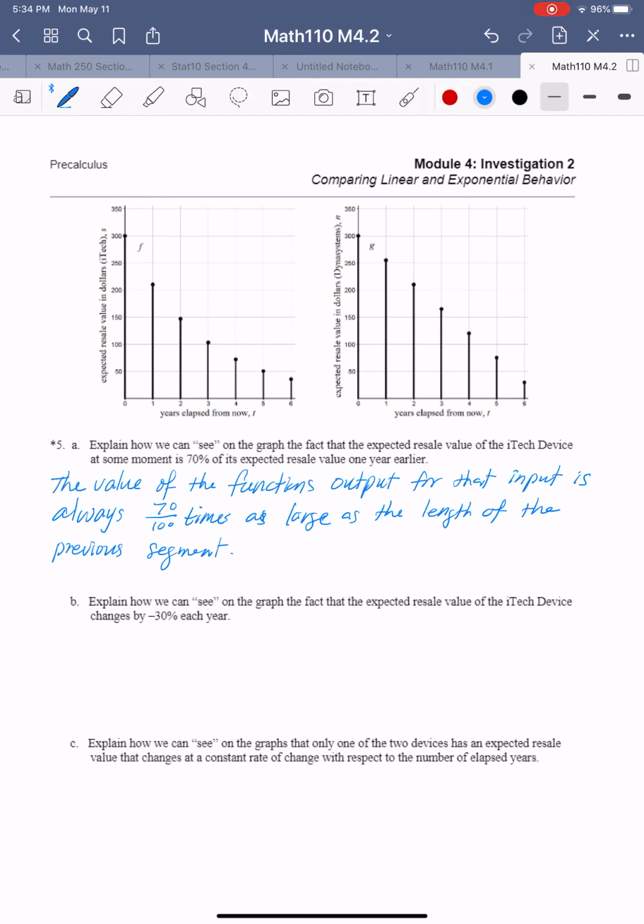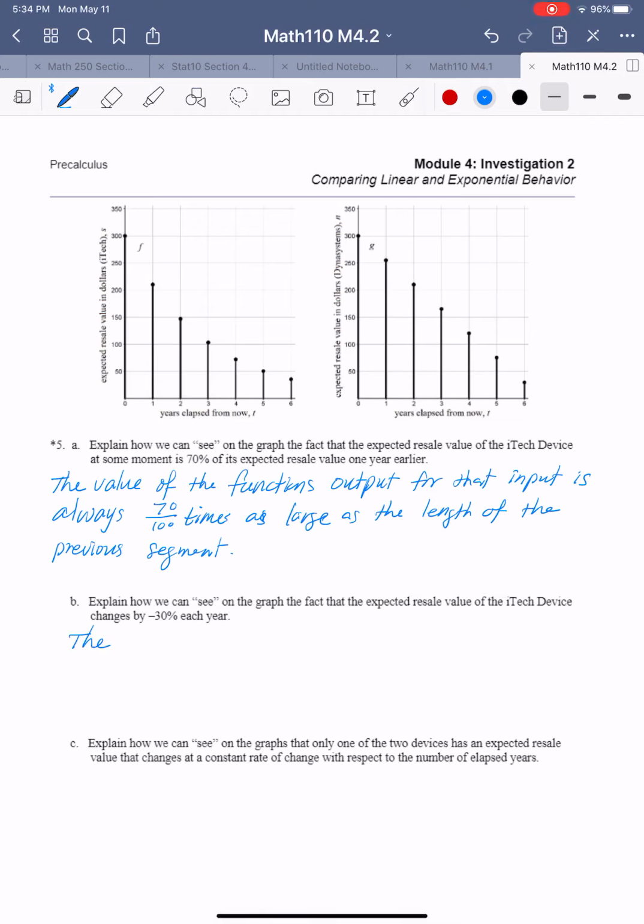And then B: explain how we can see in the graph the fact that the expected resale value of the iTech device changes by 30% each year. So the change in the output value from one point in time to the point in time one year later is negative 30 over 100 times as large as the output value.